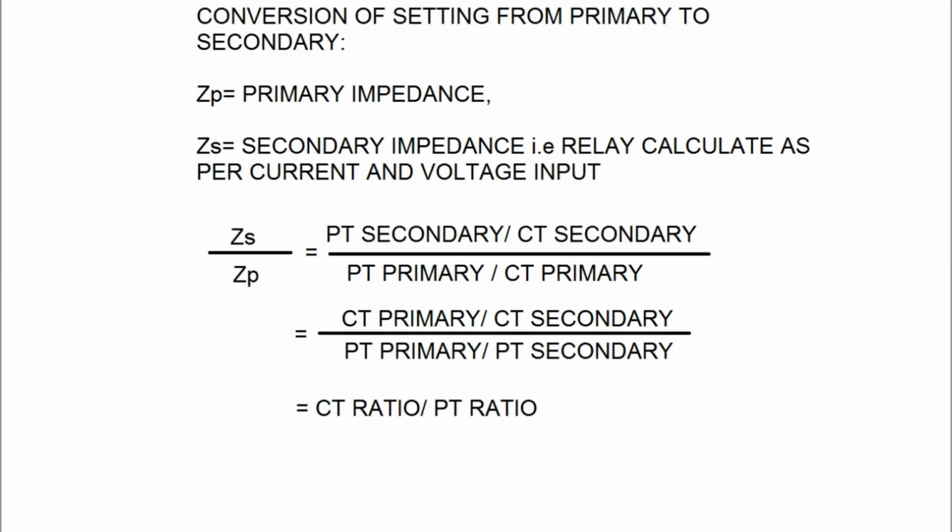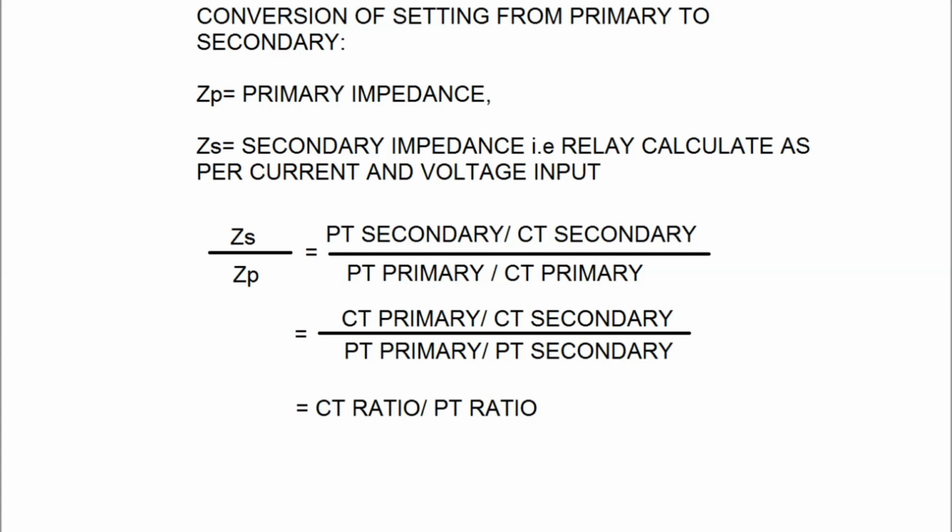So the primary impedance is equal to voltage divided by current. The Z will decrease and fall into the zone setting given to the distance relay. But the relay works based on the PT secondary voltage input and CT secondary current input. So ZS is the secondary impedance, calculated from the PT secondary voltage and CT secondary current. ZS is equal to PT secondary voltage divided by CT secondary current.